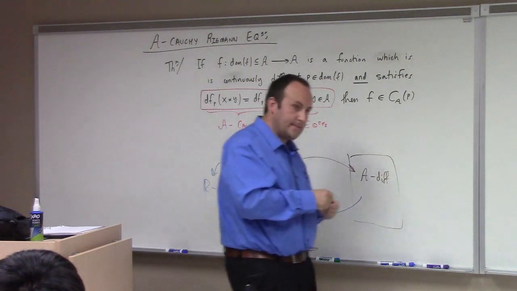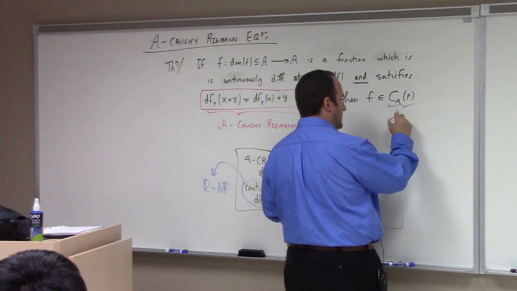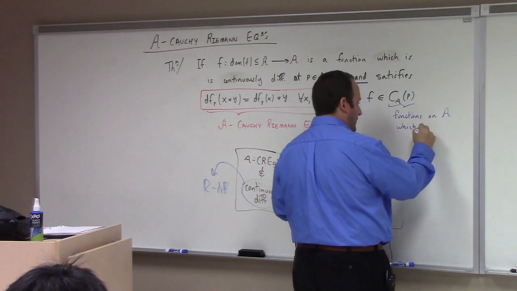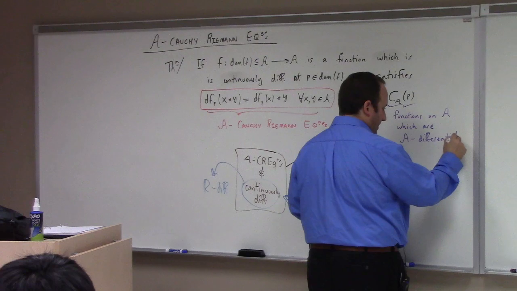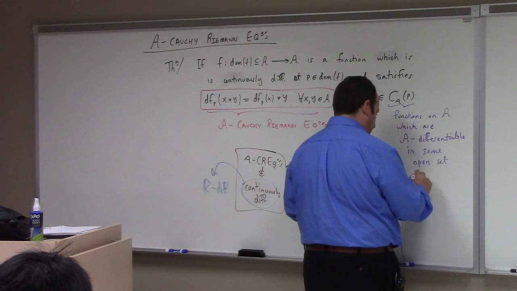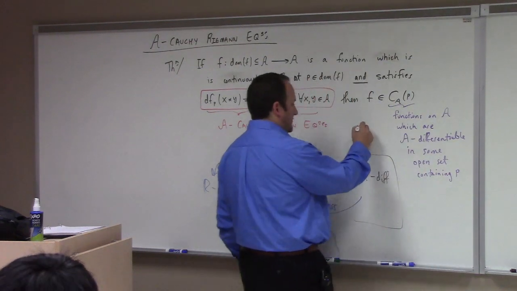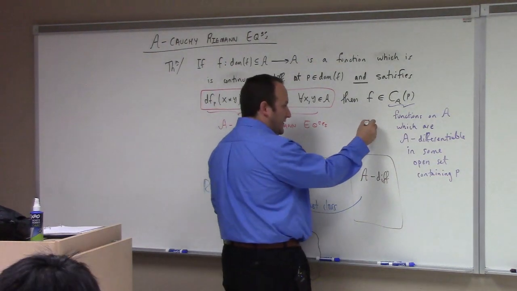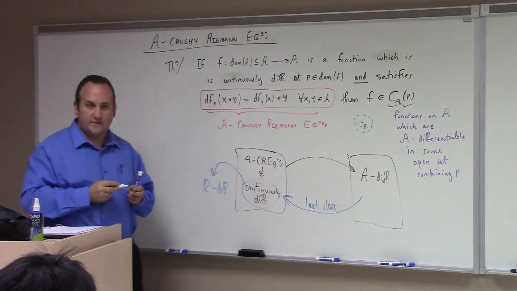Can you just say again what the CA? Oh, this is my definition for functions on A which are A-differentiable in some open set containing P. So you've got the point P, and there has to exist some open ball around that. And for every point in that open ball, the function is A-differentiable.